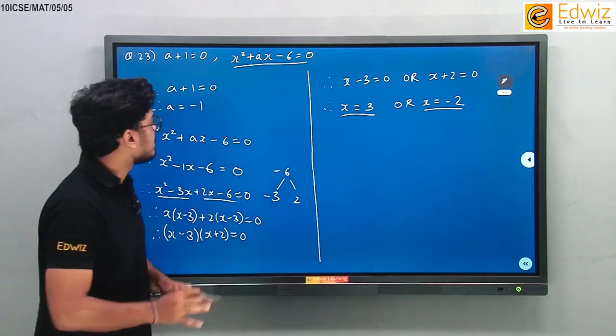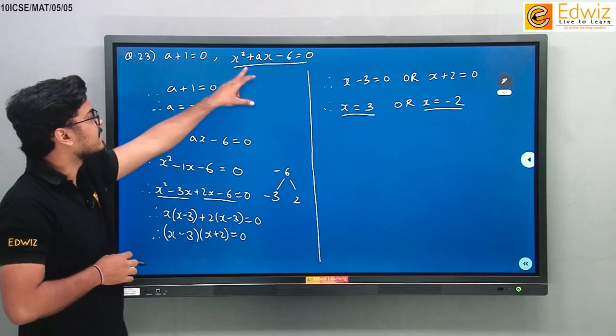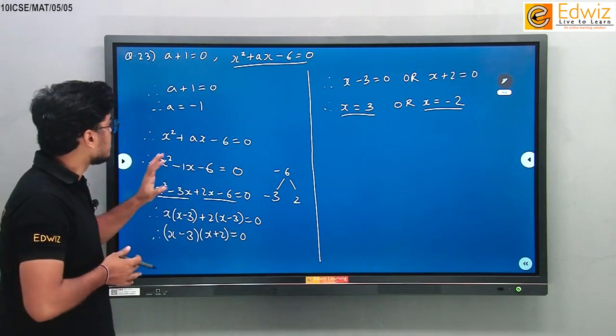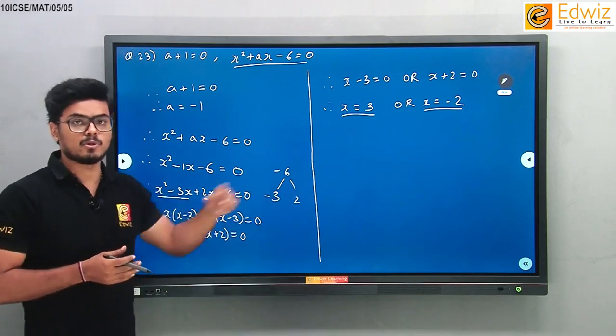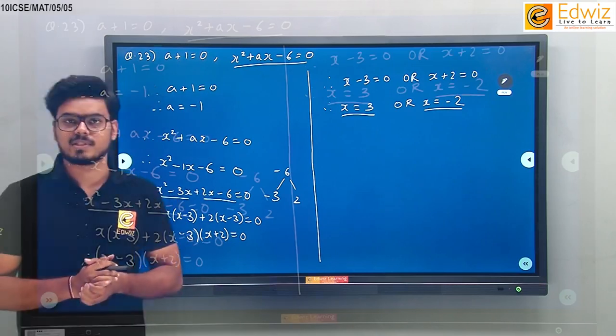Same, we have to do the same thing that we did in the previous questions, but there is an extra step where you have to find the value of a first. Okay? So this is a simple equation with a simple solution. I'll give you 30 seconds to note this down, then we'll move on to the next question.